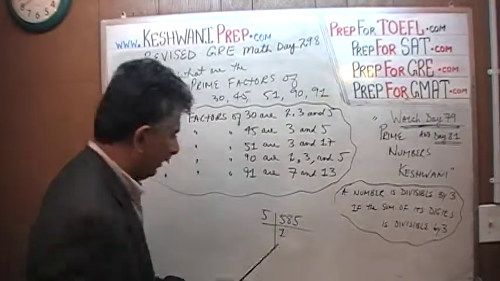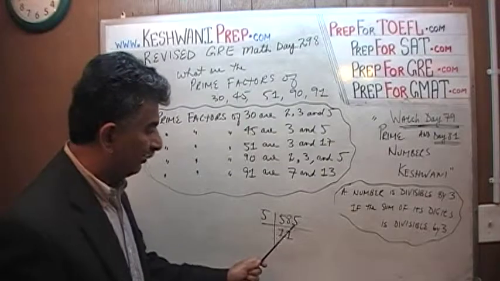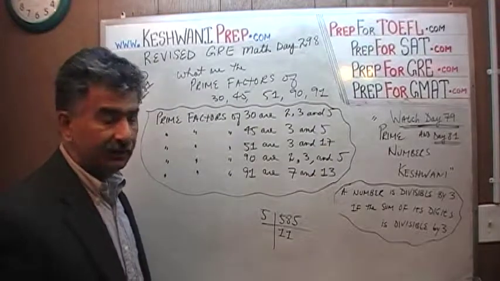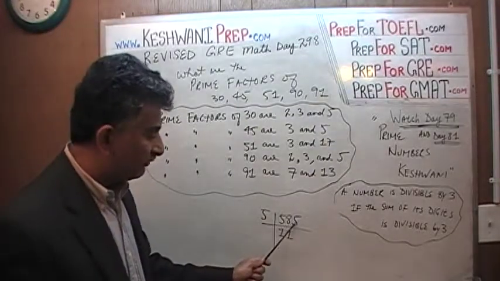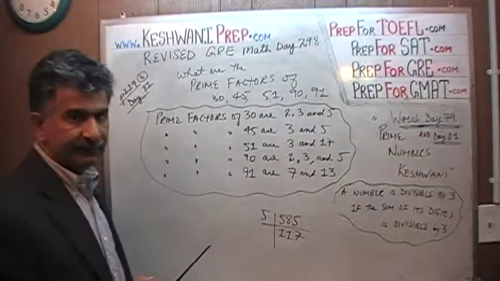So we get 1. How many 5s in an 8? 8 has 1 5. The remaining 3 goes and joins the 5, becomes 35. 35 has 7 5s.